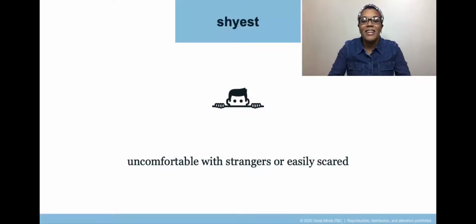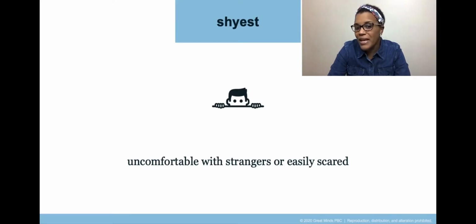But before we do, let's take a moment to think about the title of the text. The title of the book is Seahorse, the Shyest Fish in the Sea. When people are shy, it means they are uncomfortable with strangers or easily scared. The EST at the end of shyest means most. So shyest means the most shy.